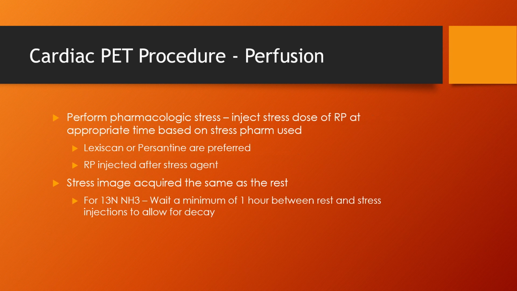After the resting pictures, you perform the pharmacologic stress. You'll inject the stress dose of the radiopharmaceutical at the appropriate time based on the stress pharmaceutical that's used. Lexiscan or Persantine are preferred, and you want to inject at peak vasodilation. The radiopharmaceutical is then injected immediately after that, at the peak vasodilation. And then the stress image is acquired for the same amount of time as the rest. And remember that the dose is the same also.